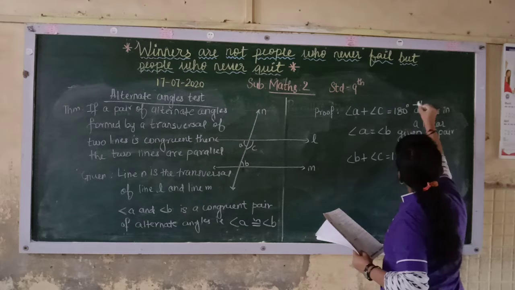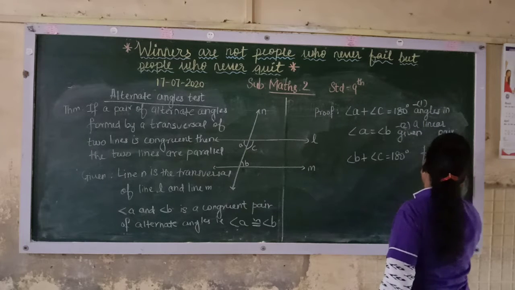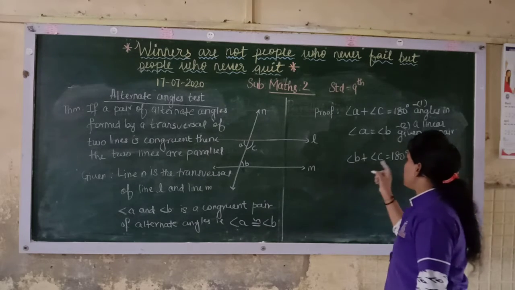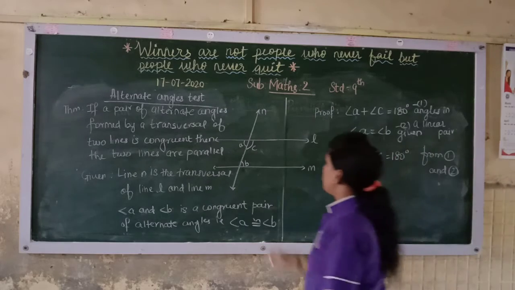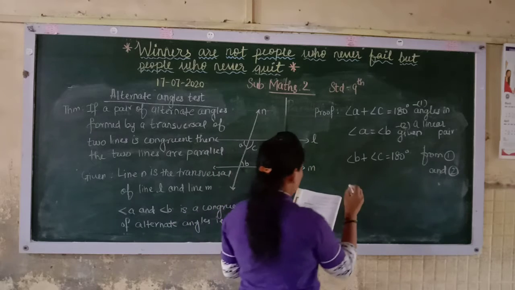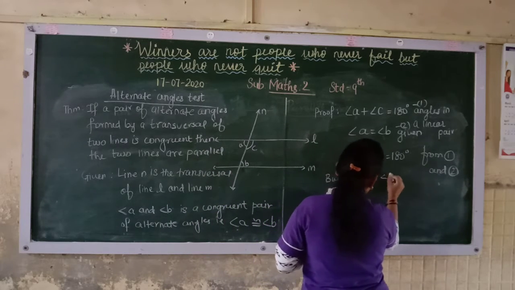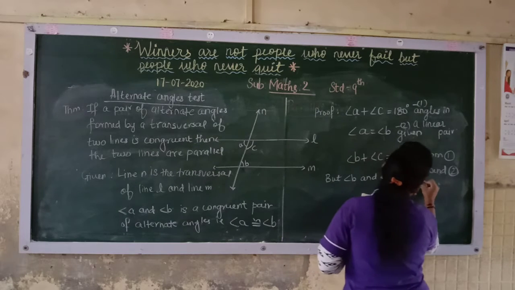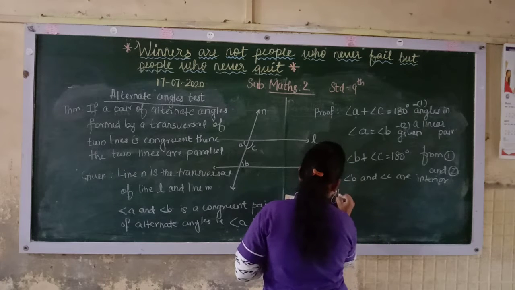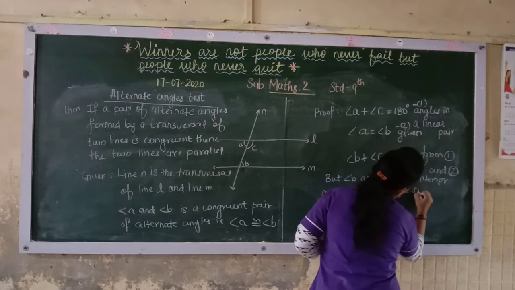If you want, you can write this 1, 2. And here you can write from 1 and 2, angle B plus angle C is how much? 180 degrees. But B and C are what? Interior angles. So the two lines will be parallel. So here you can write that angle B and angle C are interior angles on the same side of the transversal.